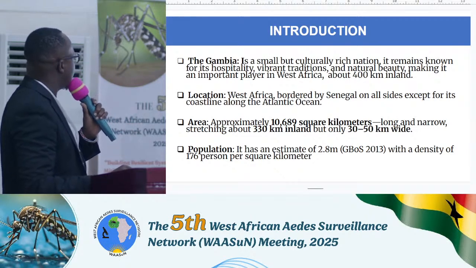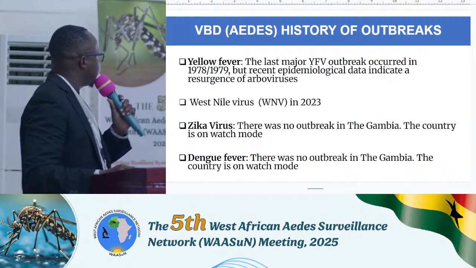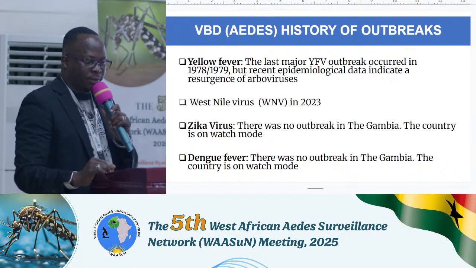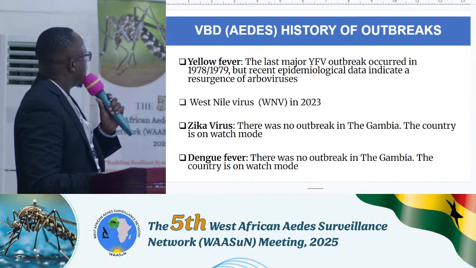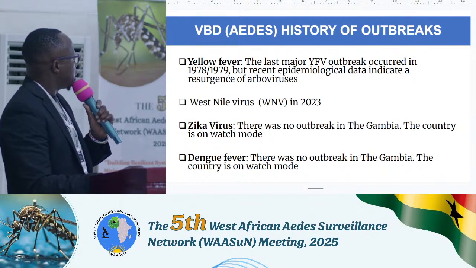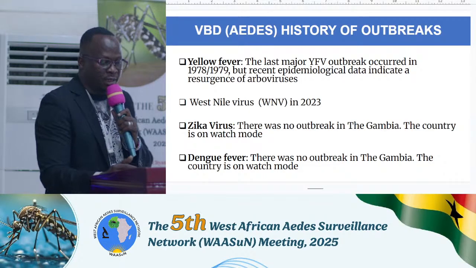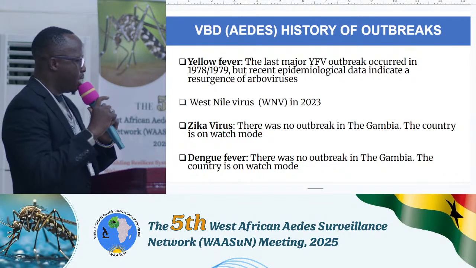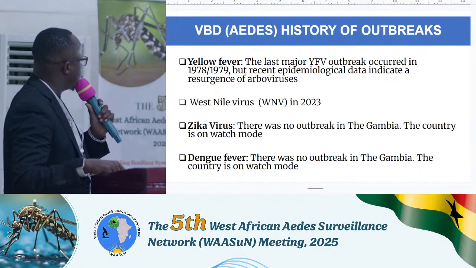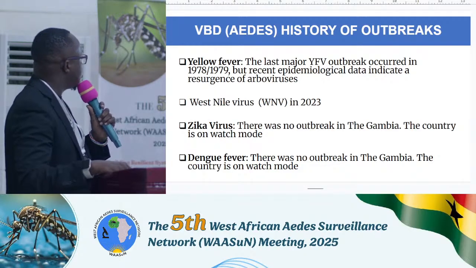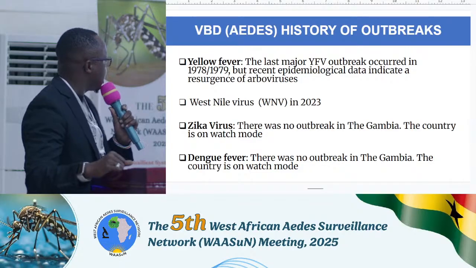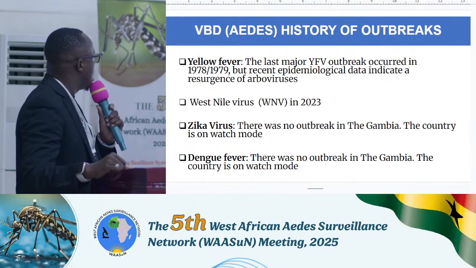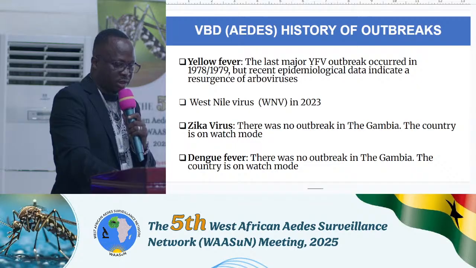Yellow fever: the last yellow fever outbreak occurred in 1978, 1979. But recently, epidemiological data indicates a resurgence of arboviral diseases because they have been neglected, because the malaria control program is basically focusing on the Anopheles species. We also have West Nile virus. We had an outbreak in 2023. For Zika virus and dengue fever, we have not experienced any outbreak, but the country is still on watch mode for these two diseases.